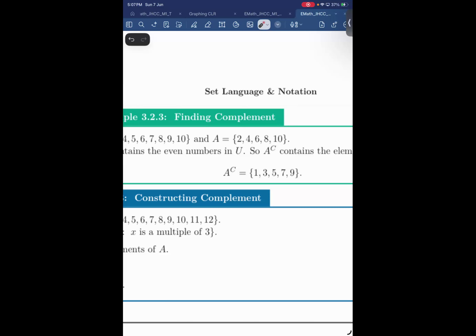This is not too difficult a concept to understand. Try this question, and this one shouldn't take too long.